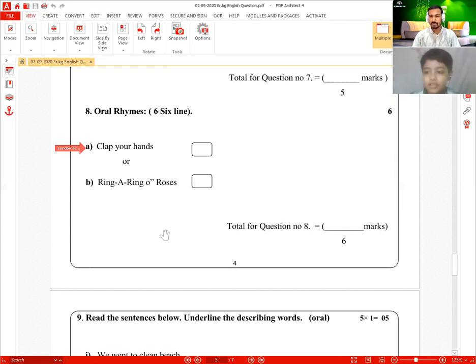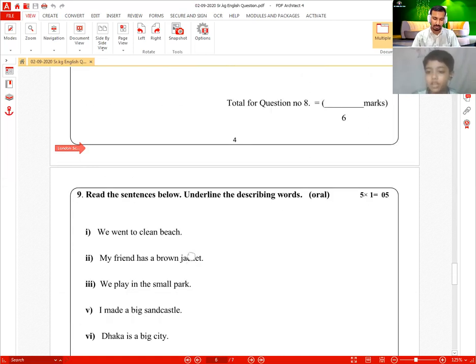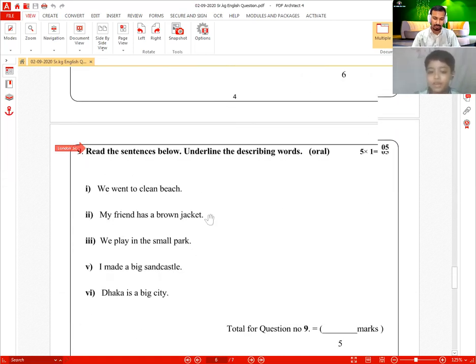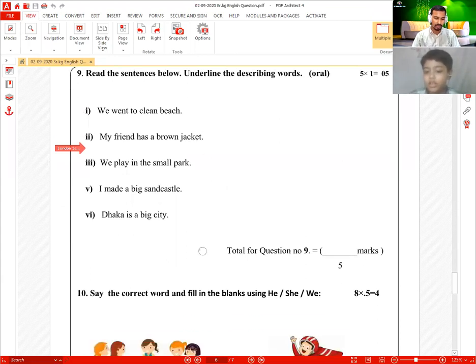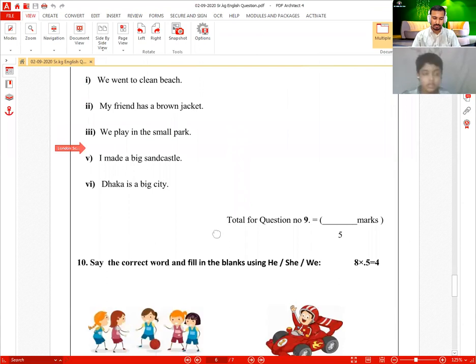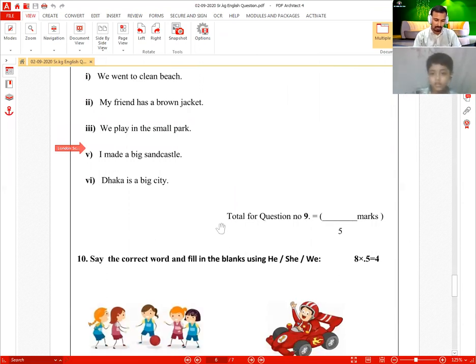Clap your hands. Listen to the music. Clap your hands. No, no, no, no. Jump up high. Listen to the music and jump up high. No. Something different you have said. Okay. You are getting there. Okay. Overall, you have done well.